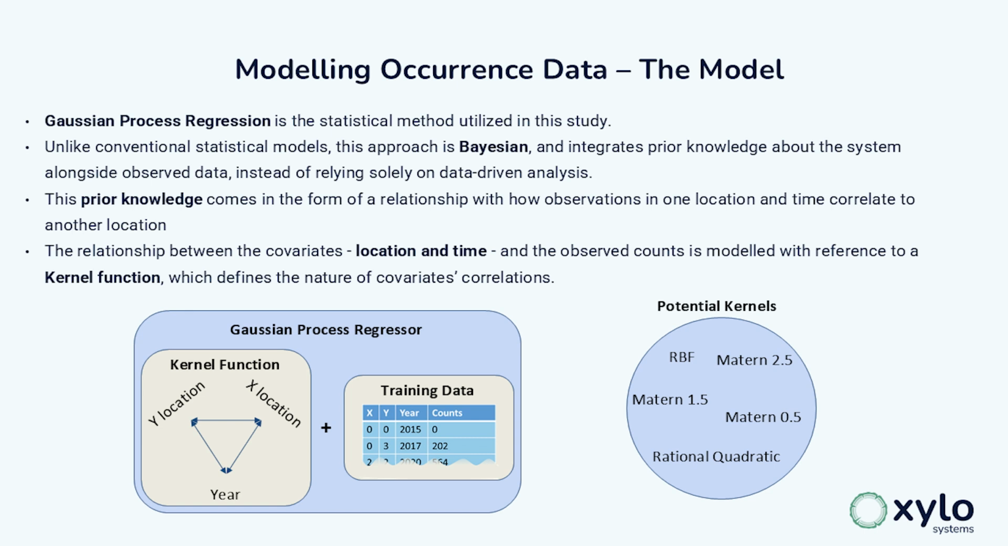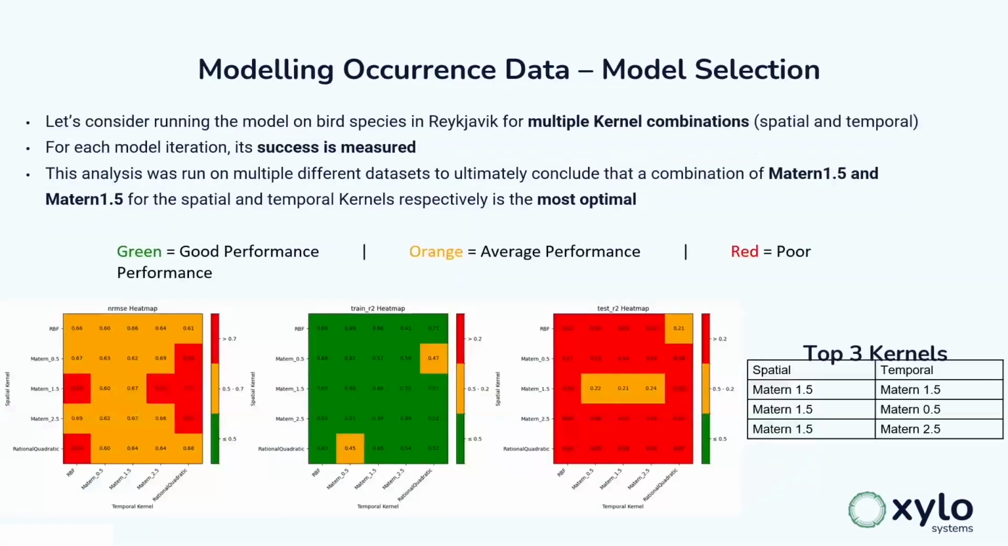And that prior knowledge comes in the form of a kernel function, which is basically a way of linking the covariates together, creating a correlation relationship between those covariates. The covariates in question are the location of the centroid of that grid cell, and then the year. So we need to decide which kernel function is going to be best. And obviously that kernel function then combines with the training data to create some predictions.